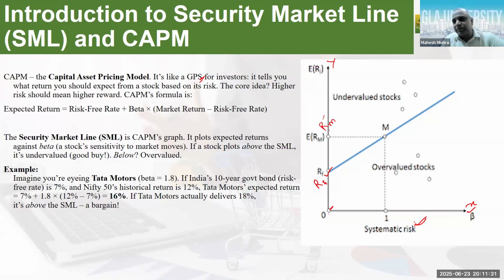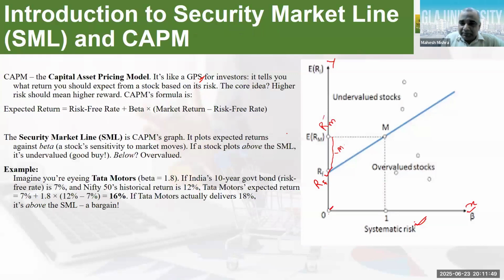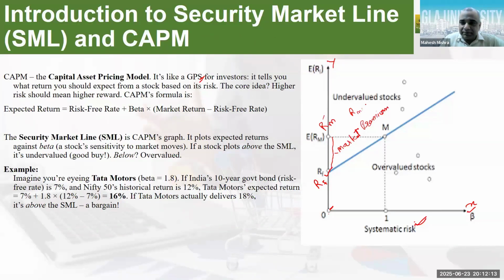M indicates market in small form. Then you know what this gap is called? This gap is called market premium. Market premium is what? Market premium is RM minus RF.